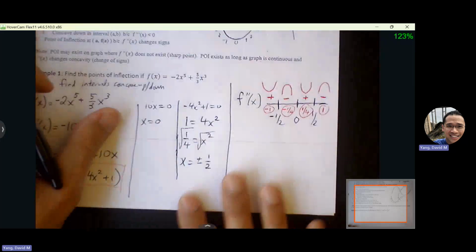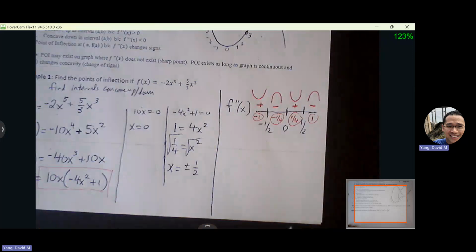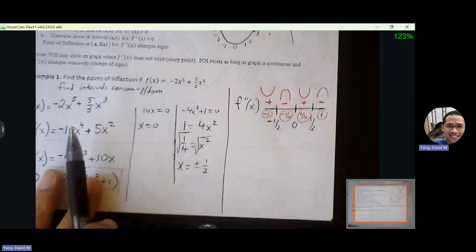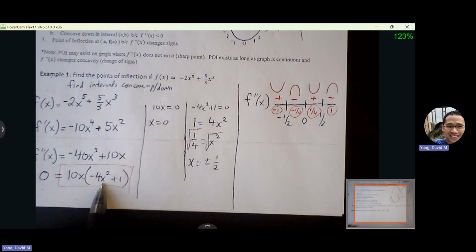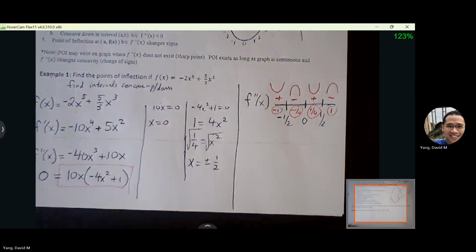Yes. Can you explain our testing on the -1/4? Sure. So the -1/4, if I plug in, well, obviously 10 times -1/4, that's negative. But if I plug in a -1/4 in for x, that gives me a positive 1/16. 1/16 times -4 is -1/4. -1/4 plus 1 is still going to be positive.